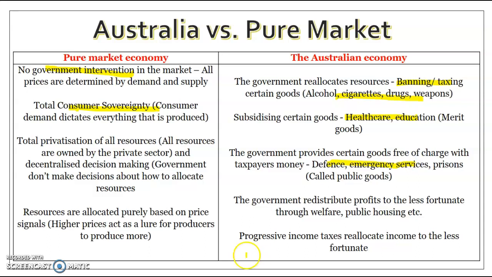In a pure market, resources are purely allocated based on price signals, whereas the government in Australia has some more say in how we allocate resources. So, ensuring that certain people get access to welfare and public housing so they can afford basic goods and services.